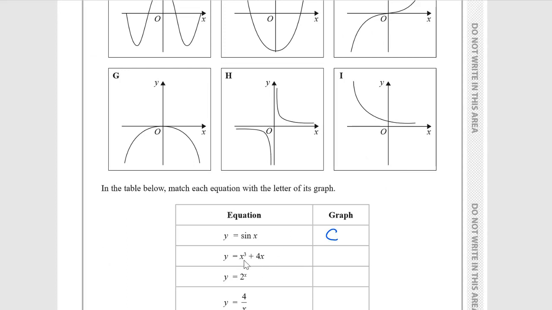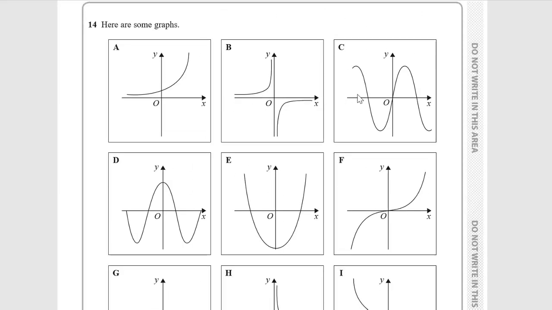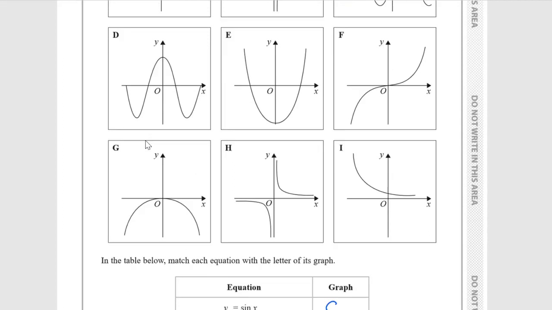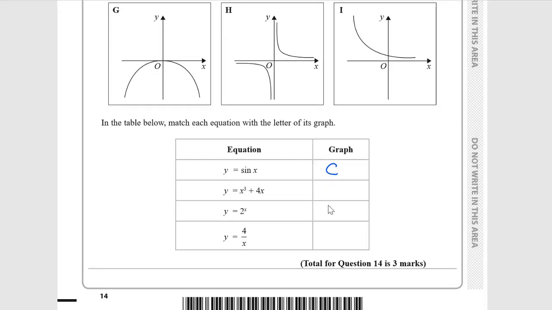So y equals x to the power of 3 plus 4x. Okay, so we've got a cubic. So it can't be this one. We've already eliminated that one. Can't be this one, because we're looking for one that has 2 points. So we'll look through. Okay, this one here looks about right. So F is about right to me.